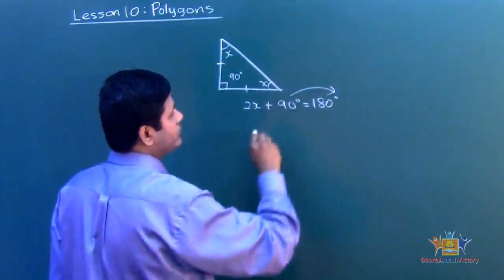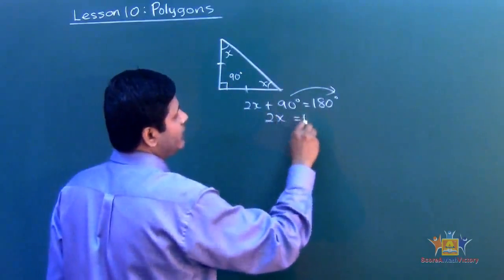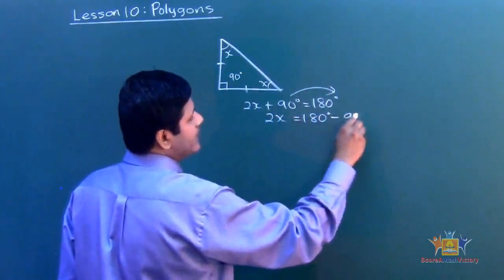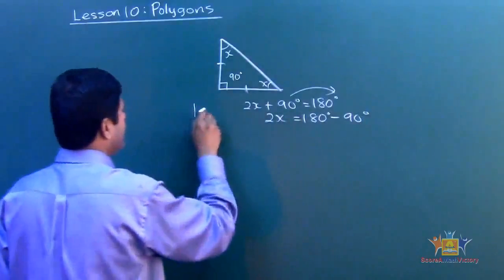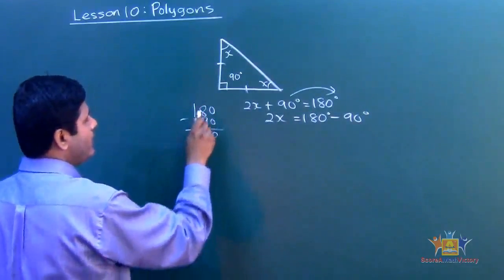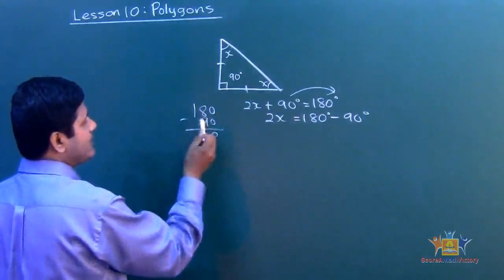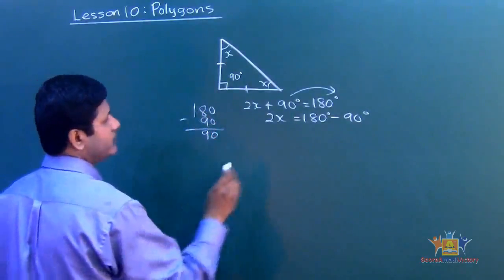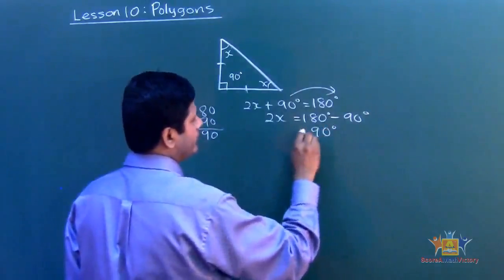So we can take that across the bridge first. 180 minus 90. So line it up. 180 minus 90. 0 minus 0, 0. 8 minus 9, I cannot. 18 minus 9 is 9. So that gives me 90 degrees.